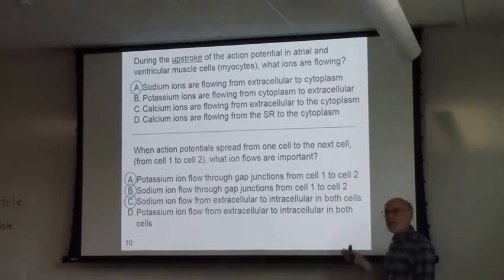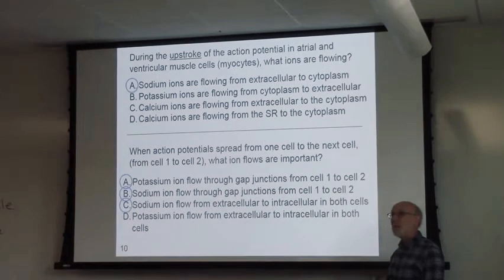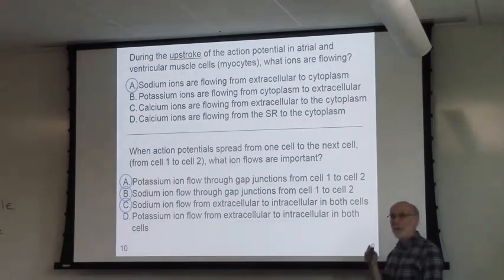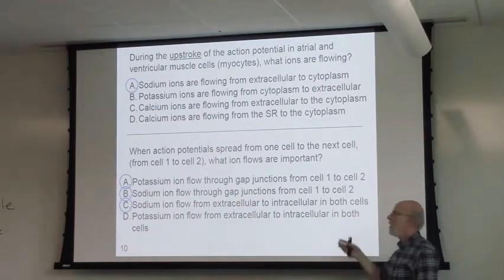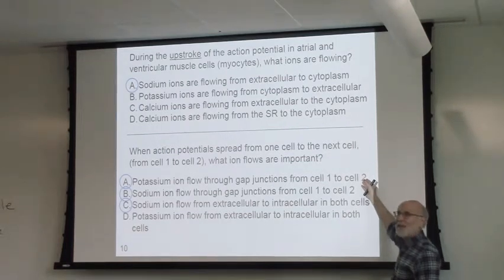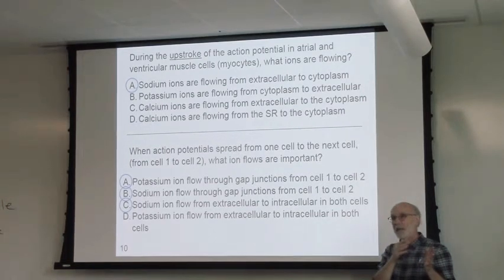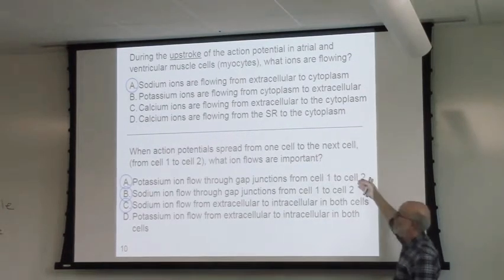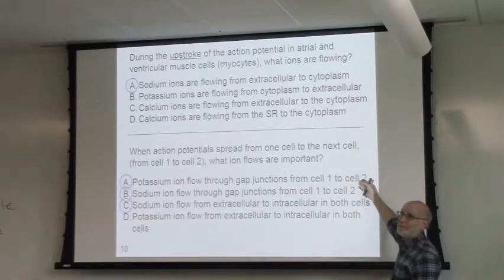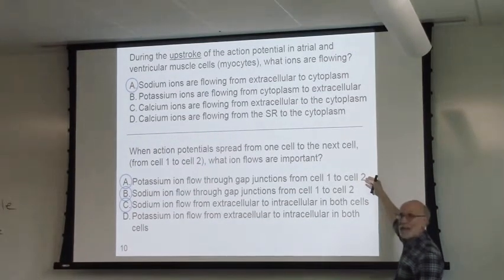Gap junctions are connecting the cytoplasm of one cell to the cytoplasm of another cell. In order for electricity to flow from one cell to the other cell, it has to flow through gap junctions. The ion that has the highest concentration in the cytoplasm of both cells is potassium. So when one cell is depolarized and that ion is flowing from one cell to the next, the ion is potassium. So that's what A is getting at.